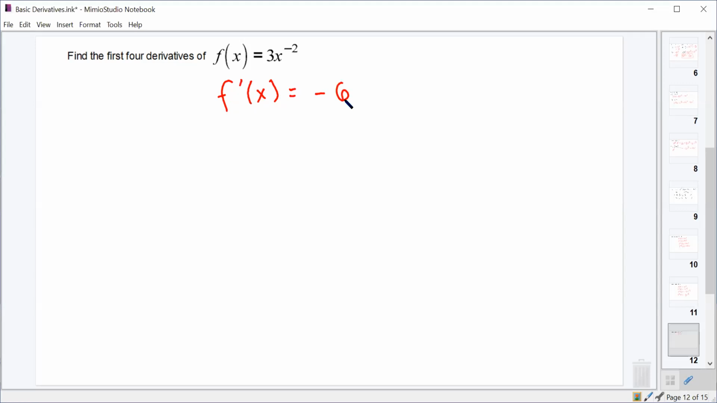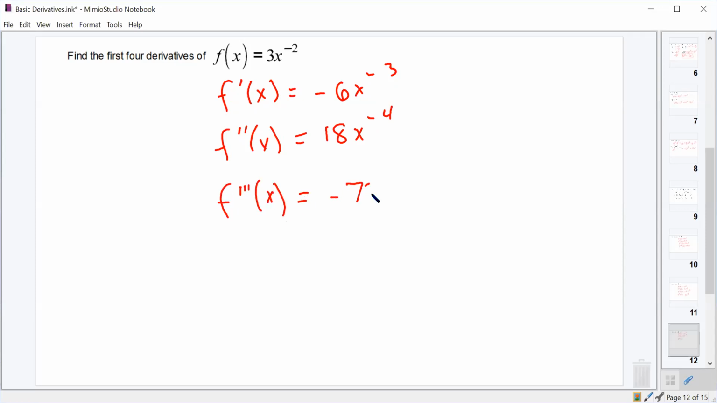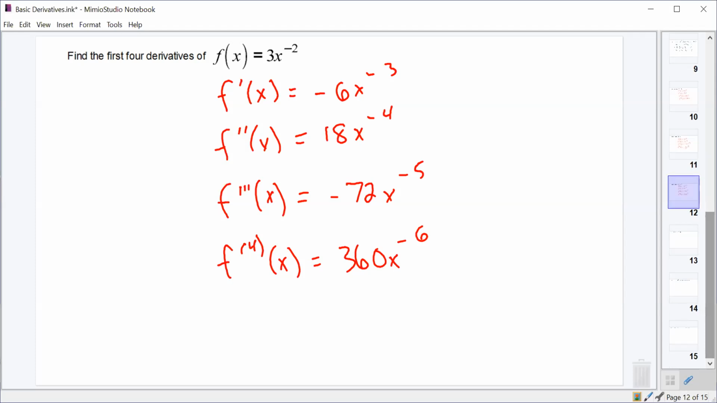All right, so the first one was -6x to the -3. Then 18x to the -4. Next one, -72x to the -5. And the last one was 360x to the -6. Anybody have any discrepancies there? Any questions on that? All right, cool.